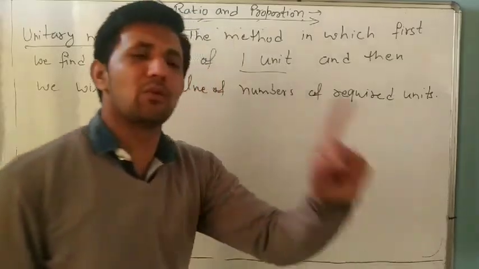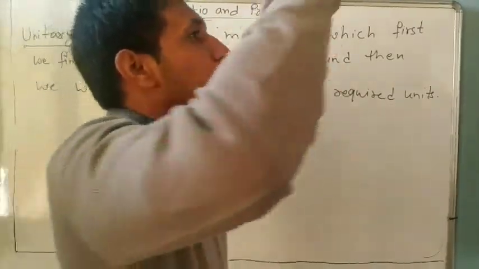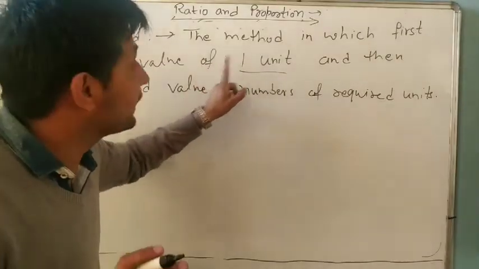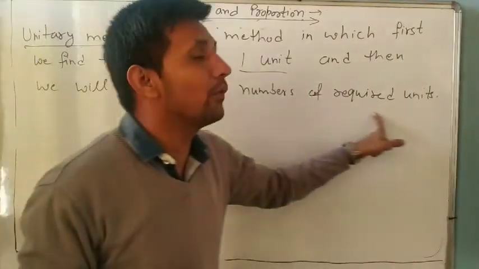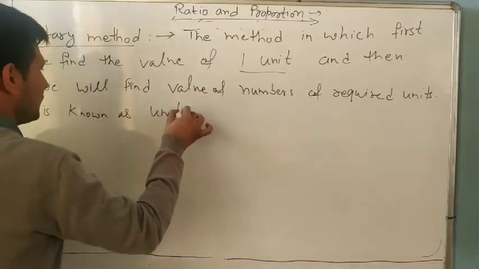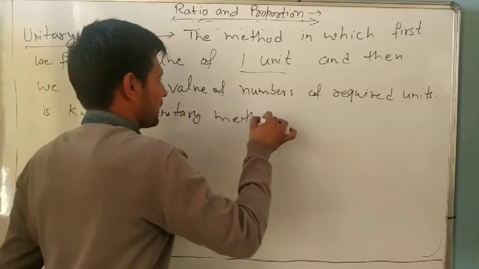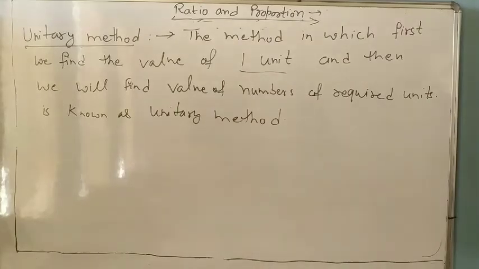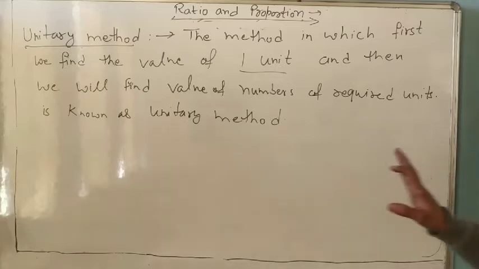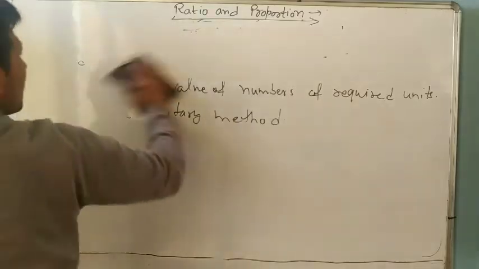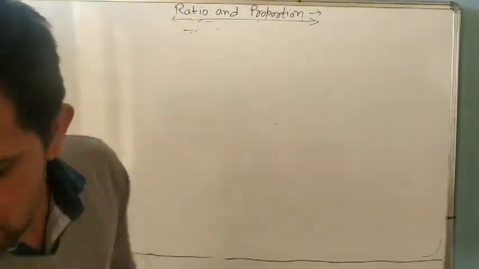In the previous example, first we found the value of 1 unit, and after this we found the value of 10 pens. Then we find the value of the number of required units. Understand? This is known as the unitary method. In this exercise, if you understand this method, you can solve every question yourself. So now we start our exercise.